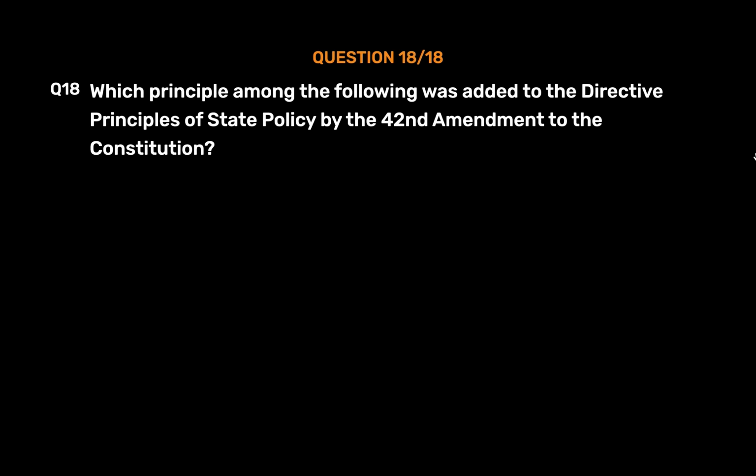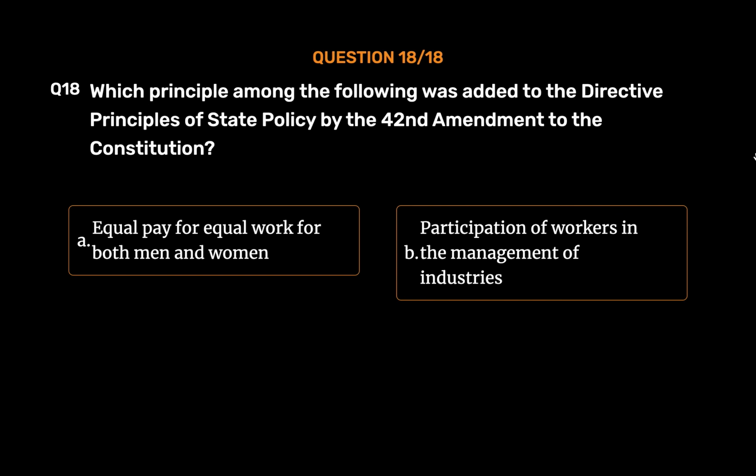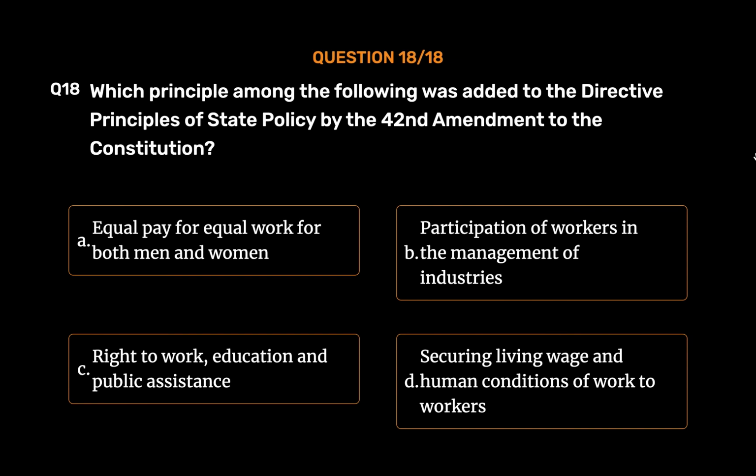Question number 18. Which principle among the following was added to the Directive Principles of State Policy by the 42nd Amendment to the Constitution? Option A. Equal pay for equal work for both men and women. Option B. Participation of workers in the management of industries. Option C. Right to work, education and public assistance. Option D. Securing living wage and human conditions of work to workers. The correct answer is Option B. Participation of workers in the management of industries.